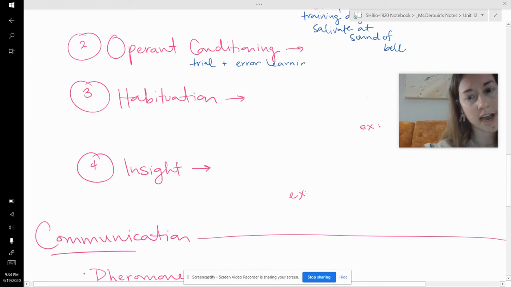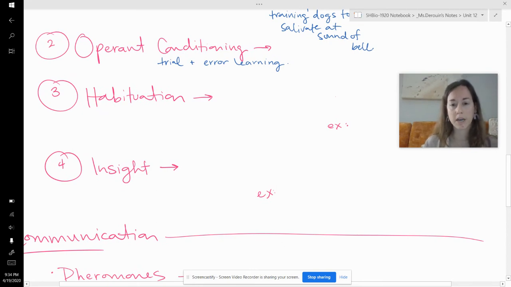So the scientist that is responsible for coming up with the idea of operant conditioning was named Skinner. He did a bunch of different experiments using mice in mazes. He would have them run the same maze over and over again, trying to find a block of cheese or a treat at the end of the maze. And basically he found that with trial and error, the mice got better and better at doing the same maze. So basically, they were learning from their mistakes.